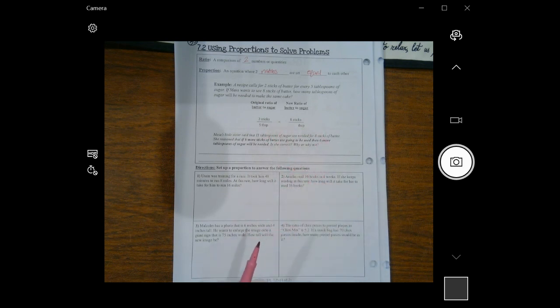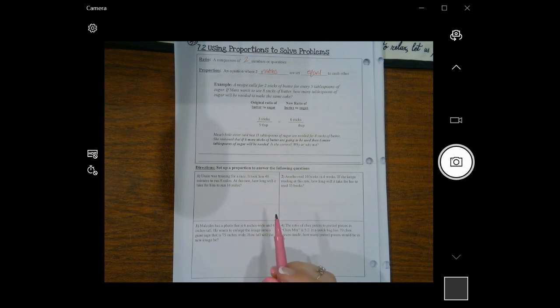And when we go to set it up, we use our word problem and we set it up in a way that's consistent. The same thing is on the top and the same thing is on the bottom for both of your different ratios. Okay, let's go ahead and give it a shot.